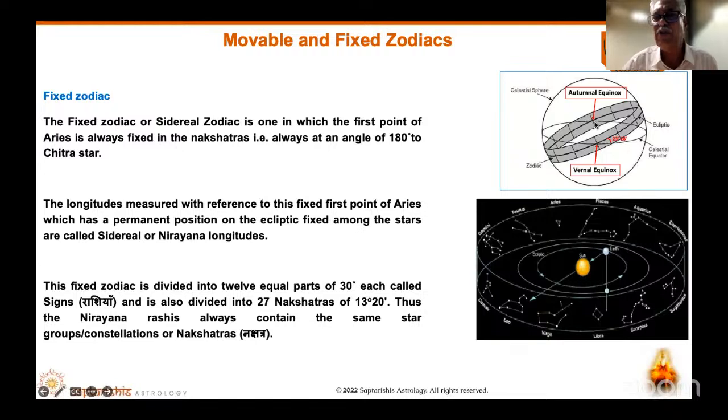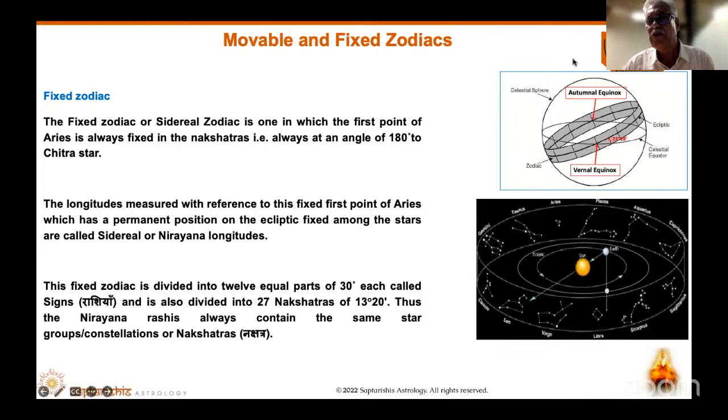Now, if you have to convert this Nirayana longitude value, which starts from here, into Sayana, or Sayana into Nirayana, then we need the difference between the vernal equinox and this fixed point. After 285 AD, it has shifted something like 24 degrees as of today's time.